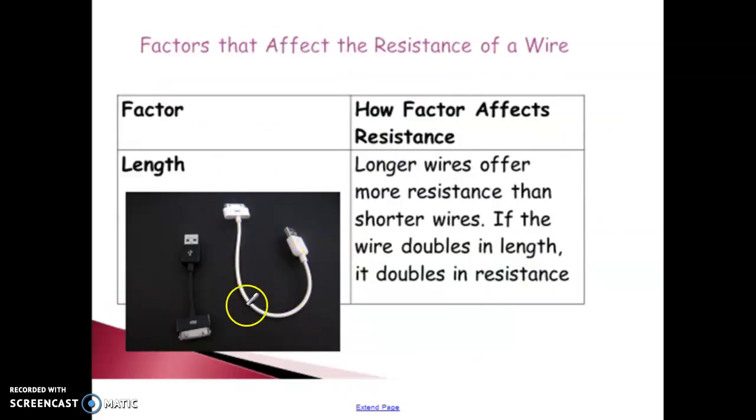Another factor is the length of the wire. Longer wires have more resistance. Just think about how long that electron has to travel. If it's traveling a further distance, it's going to have more resistance than if it has a small distance to travel. If you had a wire that was double the length of another, it would have twice as much resistance. It's relative to the length you have. So if you have a circuit with all short wires, your electrons are flowing a lot easier than if you have a circuit with very long wires in it.